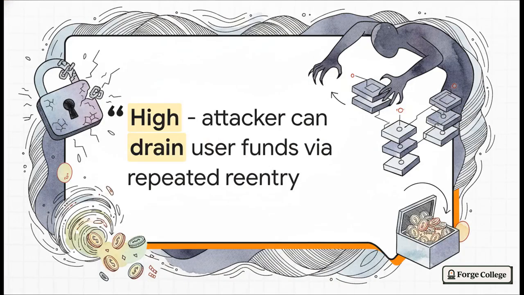Take a look at this example of an impact rating. It says, "High impact, attacker can drain user funds via repeated reentry when combined with public withdrawal." It is just a single, punchy sentence, but it definitively explains the threat and completely justifies that high rating. Any engineer reading this knows exactly what is at stake immediately.